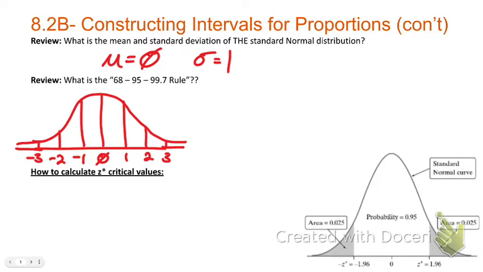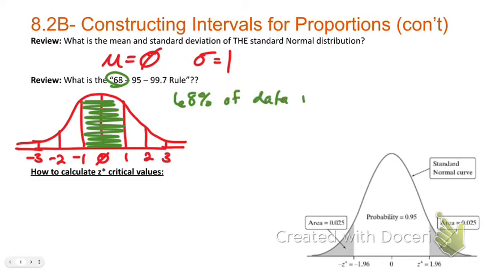Anybody remember what that is about? What is the 68, 95, 99.7 rule about? Between the first two standard deviations, there's 68% of the data. Perfect. If I go out one standard deviation, then I have captured 68% of the data. Okay? So 68% of data is within one standard deviation. Absolutely true.